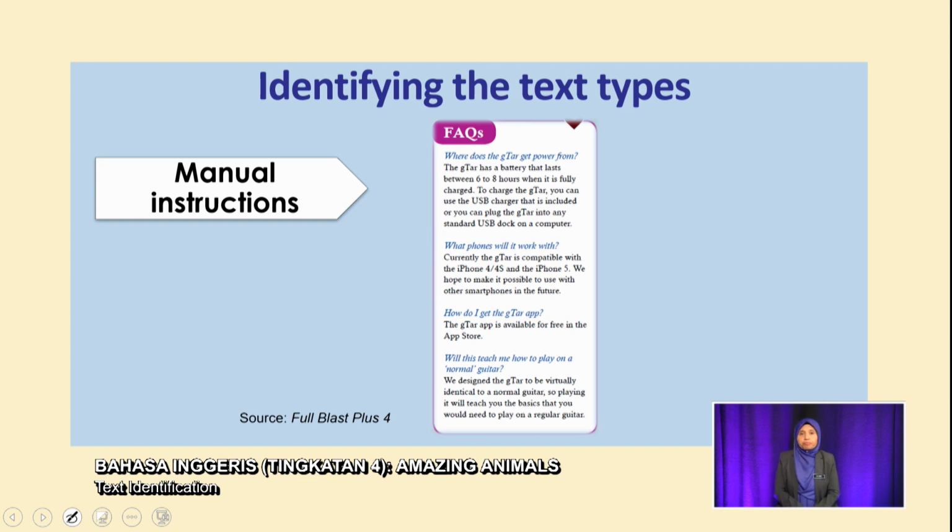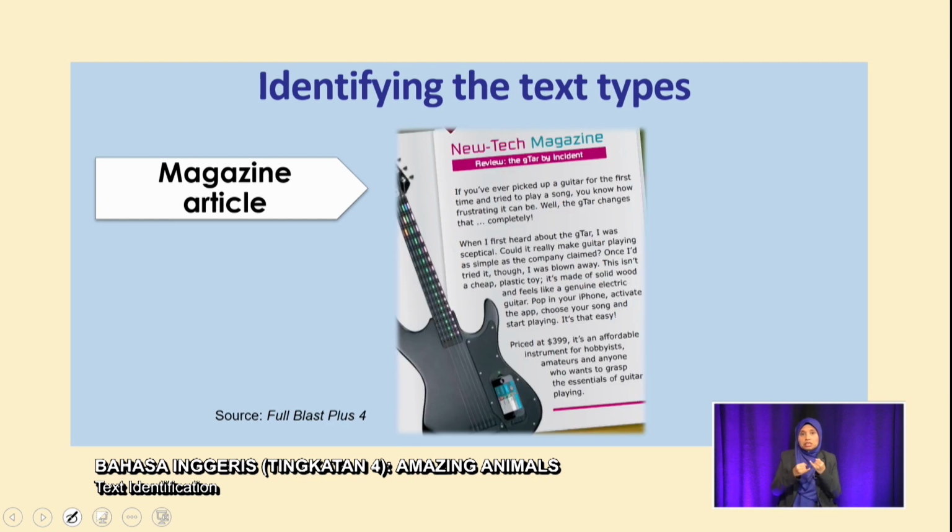Lastly, we have a magazine article. For the title of a magazine article, it is written in a big size font and a colorful one. This is done to attract the reader's attention into reading the article. The article also uses simple language for better understanding. An article also contains a personal opinion of a writer, and they also put illustrations or pictures to help readers further understand what the article is all about.